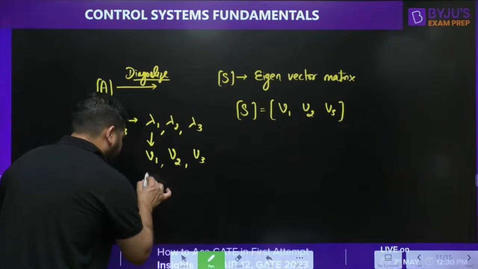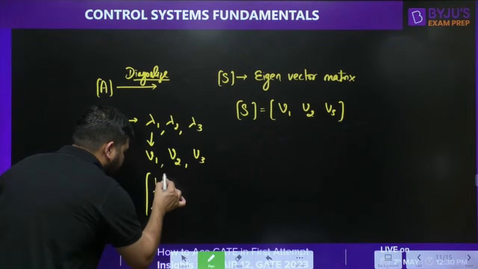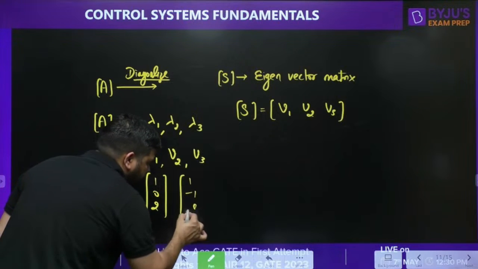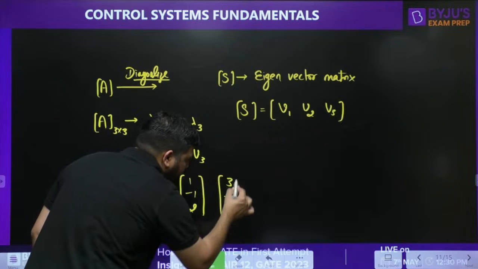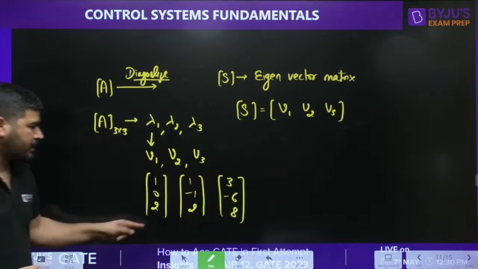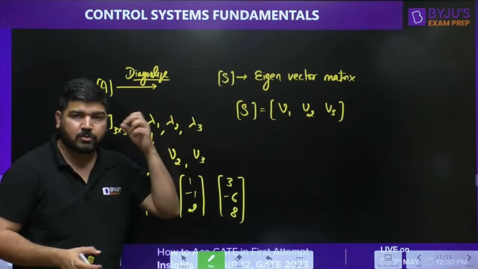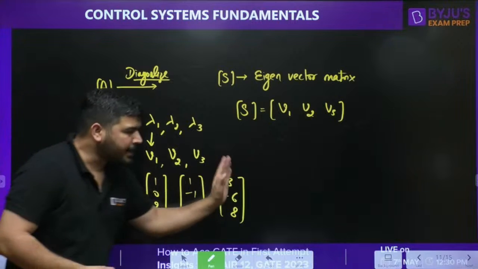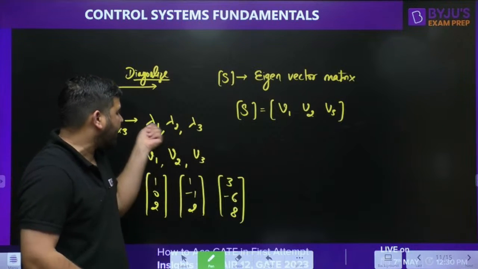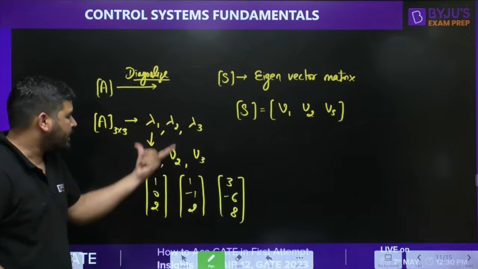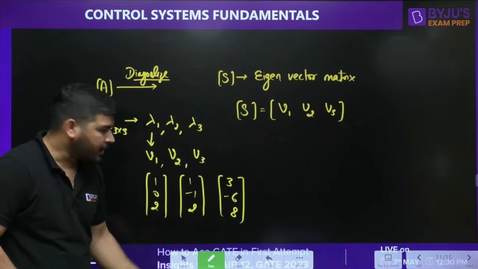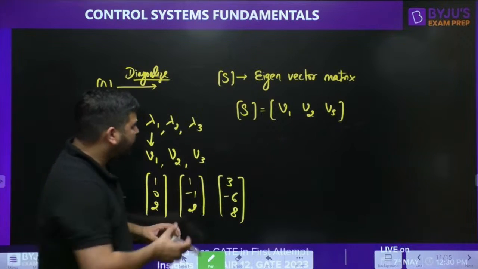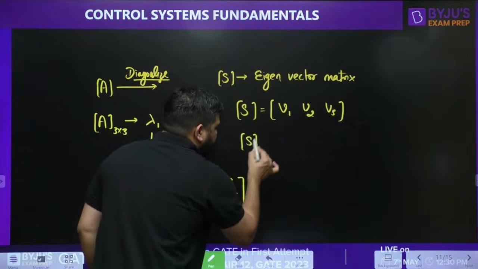Let's say V1 is (1, 0, 2), V2 is (1, -1, 2), and V3 is (3, -6, 8). Let's say there are three vectors. These are the eigenvectors corresponding to these eigenvalues. They are linearly independent because the eigenvalues are distinct. If the eigenvalues are distinct, then the eigenvectors will be linearly independent. So now we can make the eigenvector matrix like this.